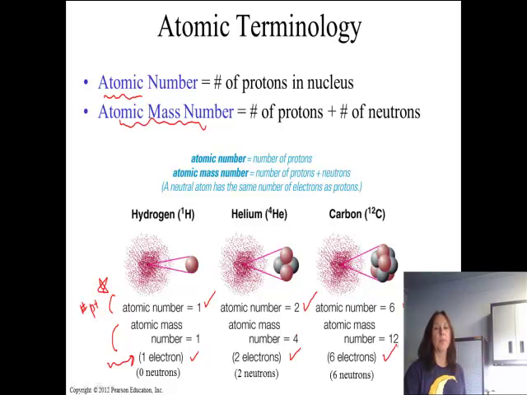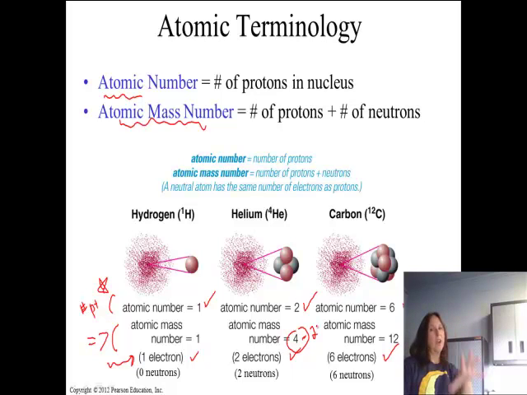Now we get to this one right here, the atomic mass number. Okay, mass numbers of 4 and 12. Let's pick on helium first. The mass number, or atomic mass number, is the number of protons plus the number of neutrons. So if the number of protons has to be 2, do you see if we take 4 minus 2 is equal to 2 neutrons? That's how we got that 2 there.